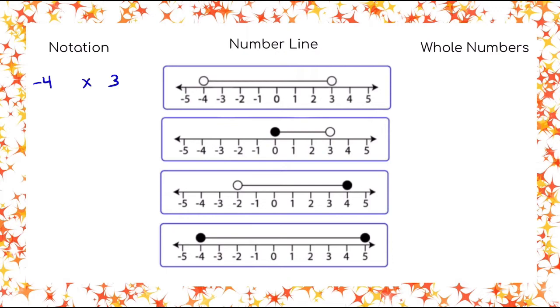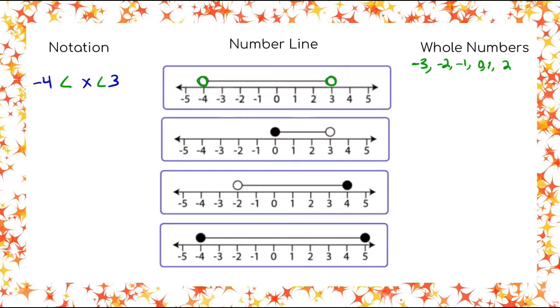And because my circles are open, I just use less than. And that shows that my domain is in between -4 and 3, but doesn't include -4 and 3. So the only values, or the only whole numbers, which means no fractions or decimals, that are actually included would be from here to here. So -3, -2, -1, 0, 1, and 2. Those would be part of my actual answers.